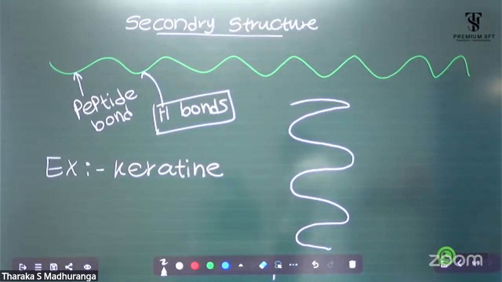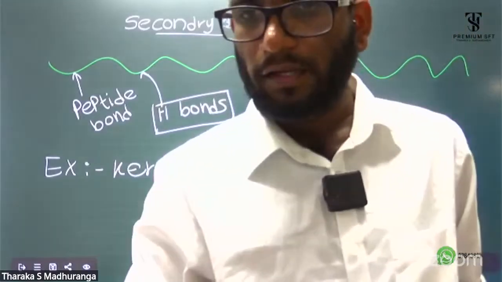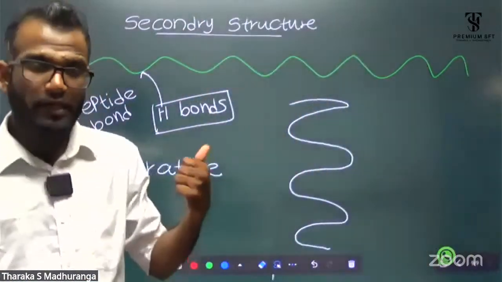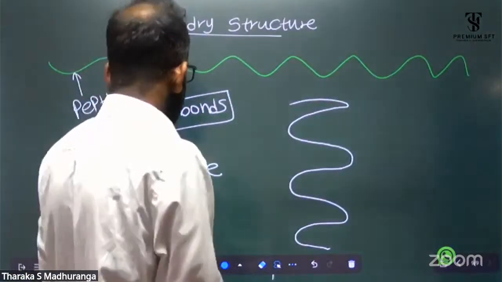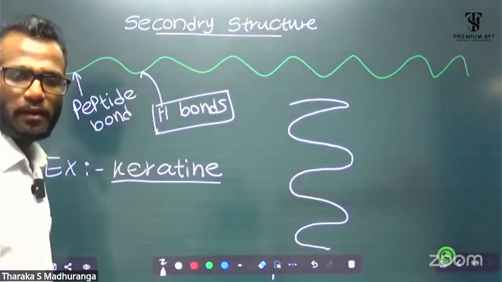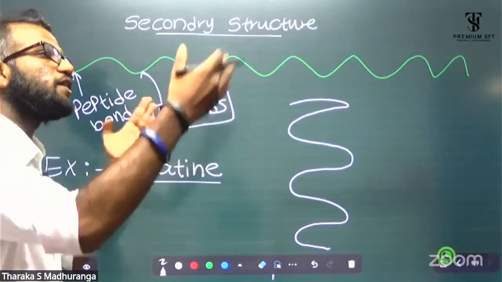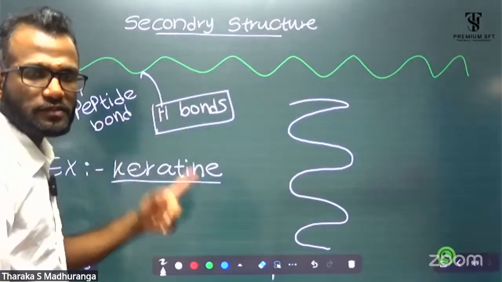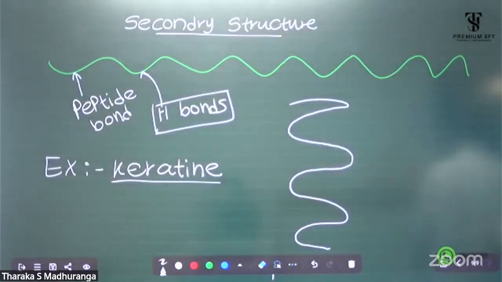Keratin, you already know. Yes, in our hair and nails mainly include keratin protein. Keratin is an example. Our hair shape, when the length increases, what happens? It's folding, right? Helix structure. Yes, same. Okay, primary structure protein example: collagen fibers. Secondary structure: keratin.